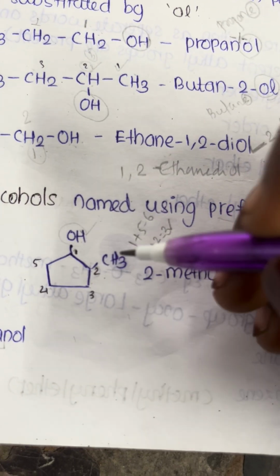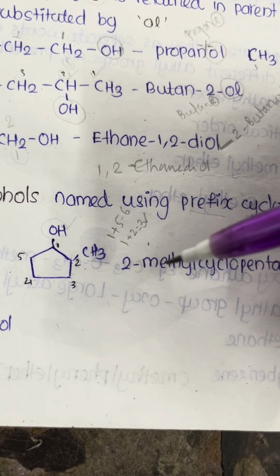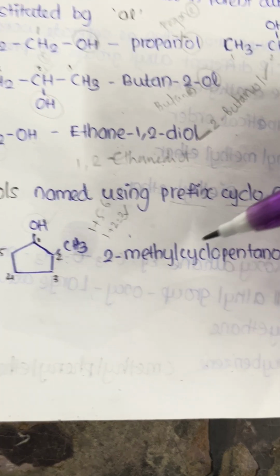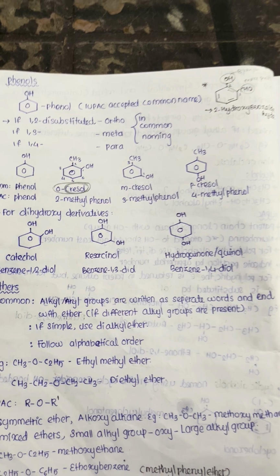Now at the second carbon there is a methyl group attached. So 2-methyl cyclopentanol. Okay. Now we have discussed the naming of alcohols.